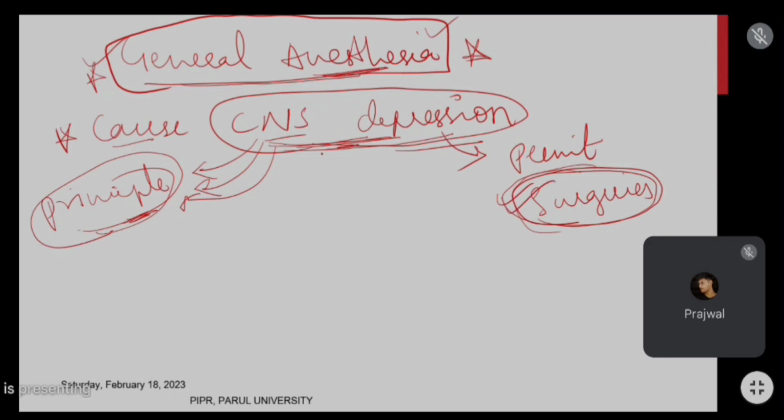And general anesthesia क्या है? General anesthesia is different and general anesthetics is different. General anesthetics are the drugs which will cause general anesthesia. Now what is general anesthesia? General anesthesia is the condition where the patient will have, ध्यान से सुनो, reversible unconsciousness.